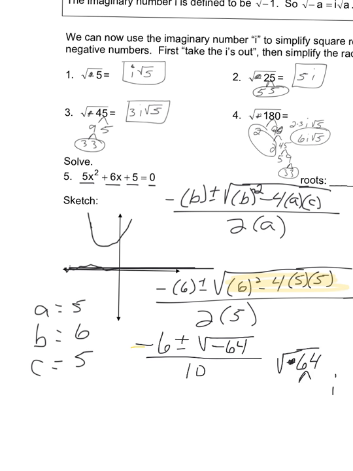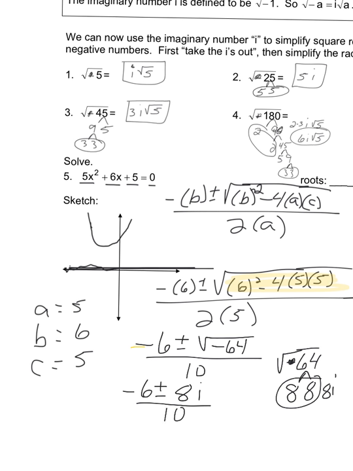Break down 64. 64 can break down a multitude of ways, but most of the kids said, hey, 8 times 8, and we already have a pair. So bring out that pair as 8i. So I'm going to replace the square root of negative 64 with 8i. So I have negative 6 plus or minus 8i, because I just replaced that square root of negative 64, over 10.